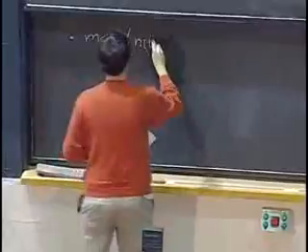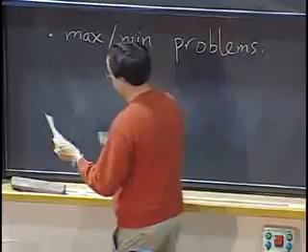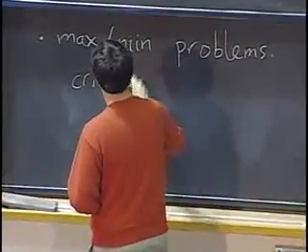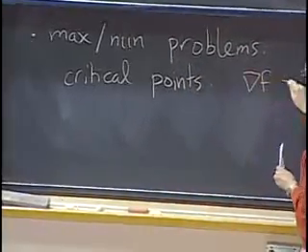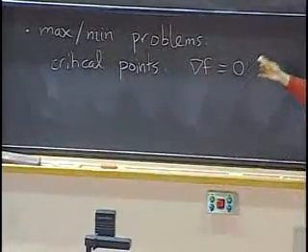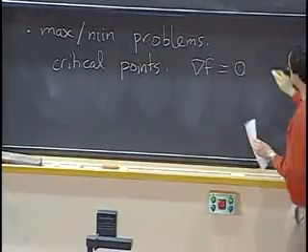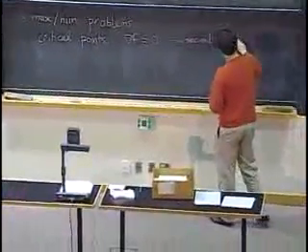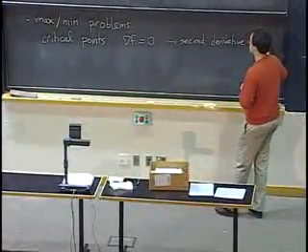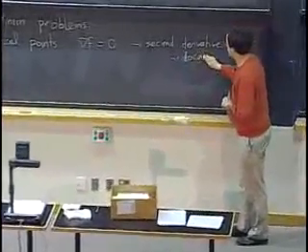So we've seen how to do min-max problems, in particular by looking at critical points. So critical points, remember, are the points where all the partial derivatives are 0. So if you prefer, that's where the gradient vector is 0. And we know how to decide using the second derivative test whether a critical point is going to be a local min, a local max, or a saddle point.